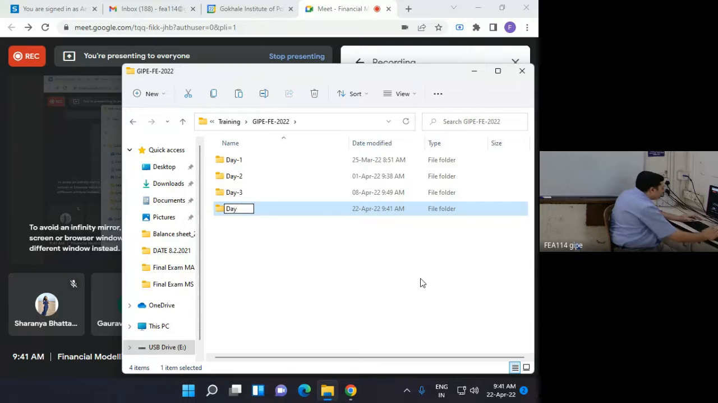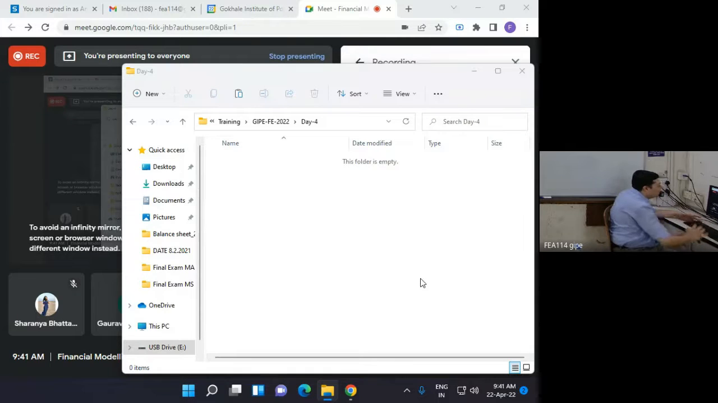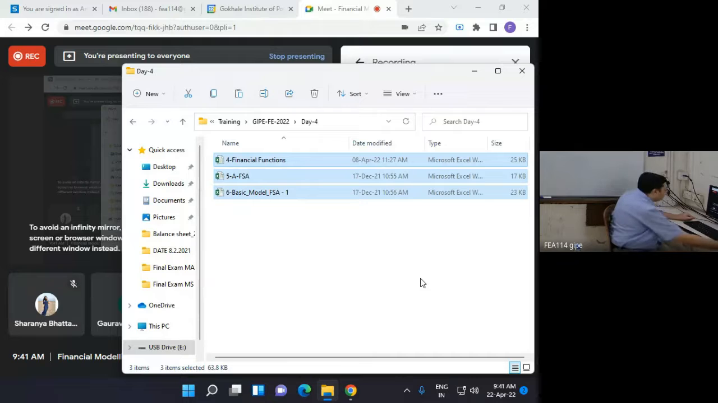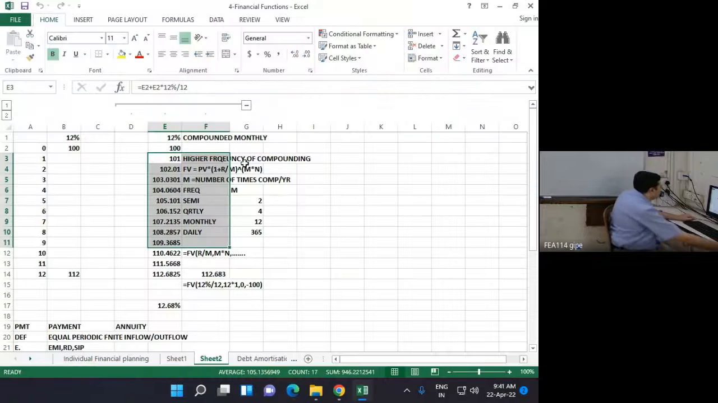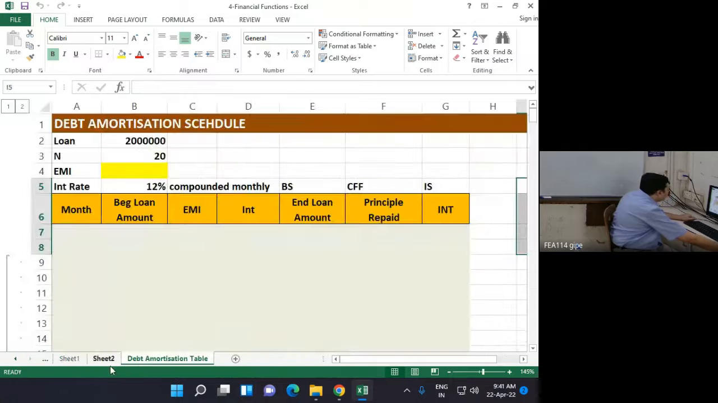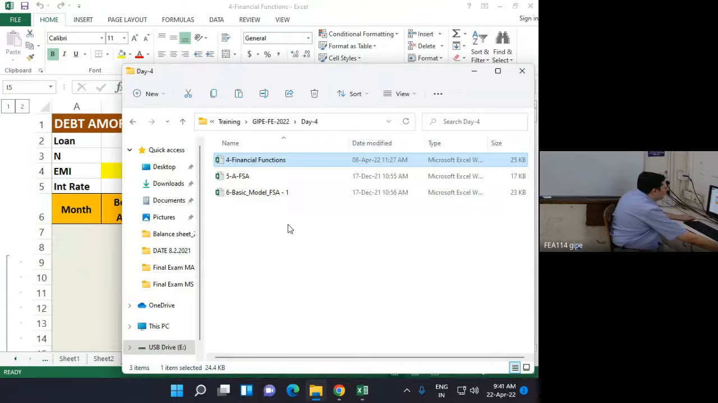In that, I think the debt amortization table was the one that was left. So we'll start from there, and then we will proceed ahead. Everyone, do you have this worksheet with you? Worksheet 4, 5, and 6? Yeah, I had emailed all three. Everybody has it? Students online, do you have worksheet number 4?